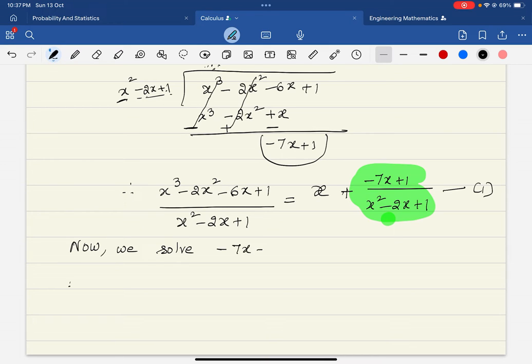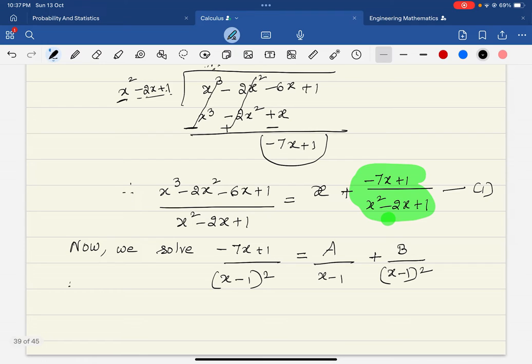This minus 7x plus 1 over x square minus 2x plus 1 can be written as x minus 1 the whole square. So it is of case 2. Correct? Case 2 is what? The roots are repeated. The factors are repeated. So a over x minus 1 plus b over x minus 1 the whole square.